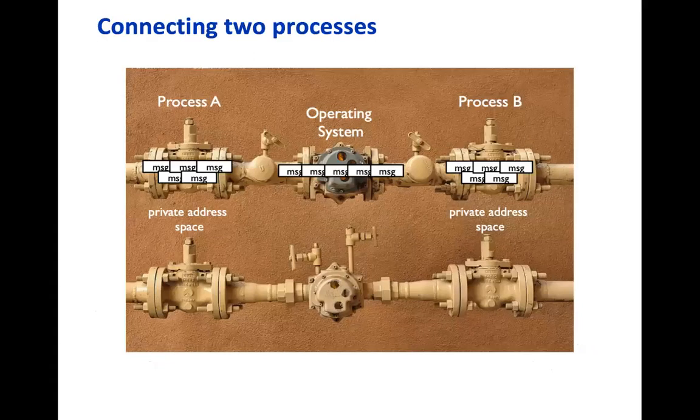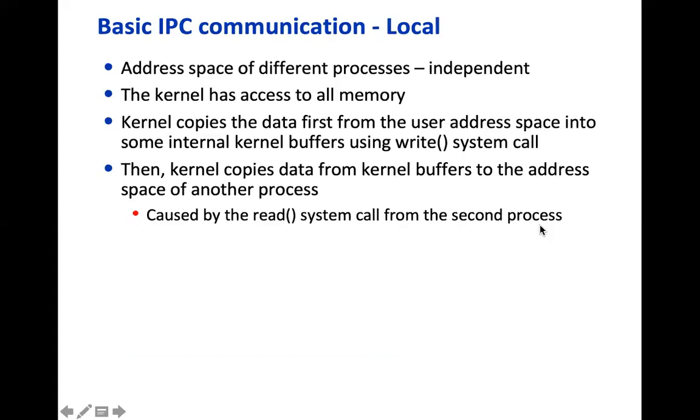Okay, this nice diagram. Process A wants to communicate with process B, and they have private address spaces, and they can't do it without making use of the operating system. So they send a message to the operating system, or make a system call in some sense, and the operating system in turn passes the message to another process, right? That's the method generally used.